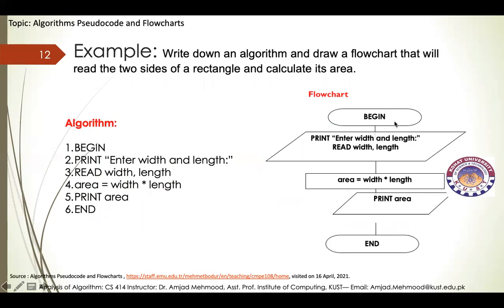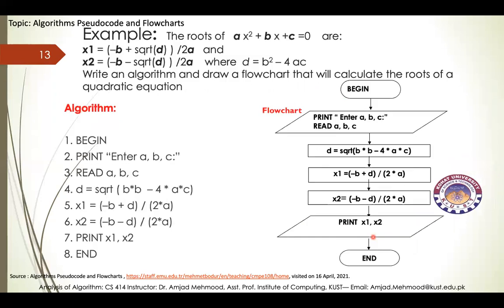This is a flow chart. You can see here that begin and you are entering width and length, and this is the processing symbol where they both will be multiplied, and you will be getting area, and this area will be printed using this output symbol you can see, and then this flow chart ends.